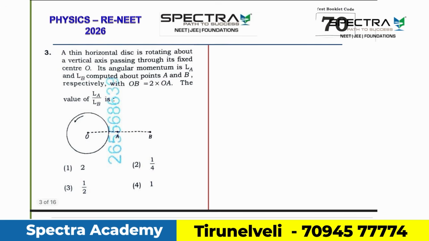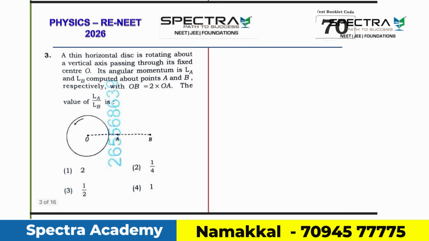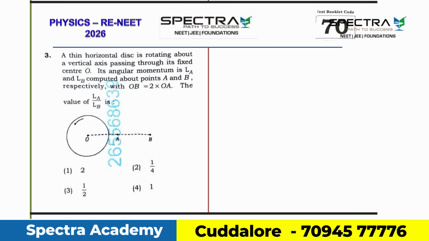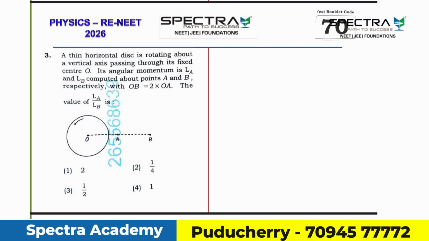Next question. A thin horizontal disk is rotating about a vertical axis passing through its fixed center O. Its angular momentum is LA and LB computed about the points A and B respectively, OB is equal to 2 into OA. The value of LA by LB.